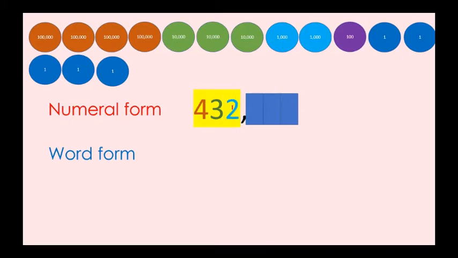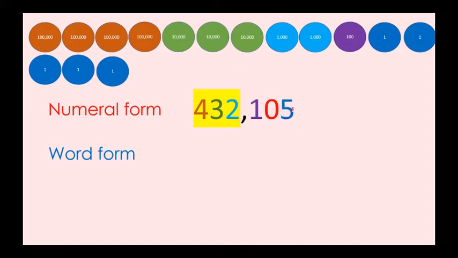2, 2 in the thousands place. How many hundreds? There's 100, so 1 in the hundreds place. Oh, we've not got any tens, so what do we put in the tens place? We put a 0, exactly right. And in the ones, we've got 1, 2, 3, 4, 5. 5 ones, giving us a 5.